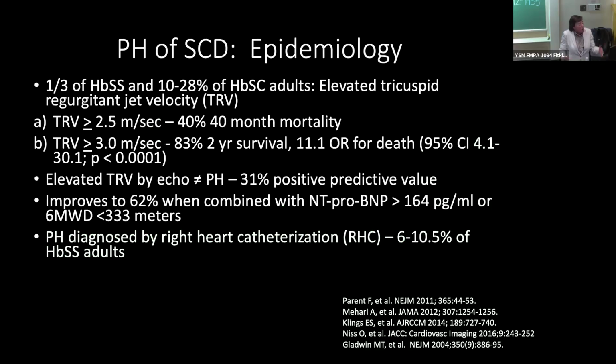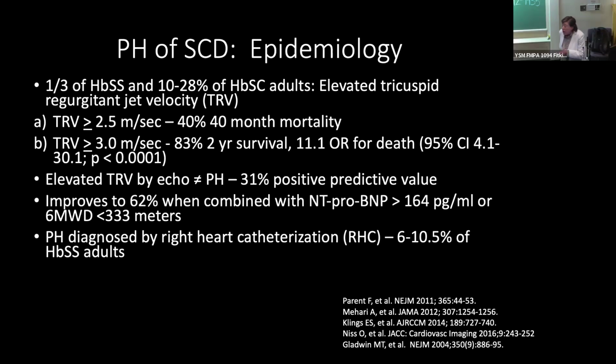And so what do we know about pulmonary hypertension and sickle cell disease? Well, what we knew back in the early to mid 2000s was really based on echocardiographic studies, initially published by Mark Gladwin when he was at the NIH, where he looked at 175 adults with hemoglobin SS disease and found that 1/3 of them had an elevated TR jet velocity of 2.5 meters per second. And he called those people having pulmonary hypertension.